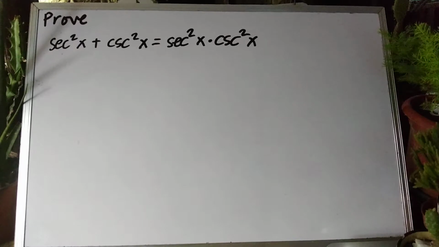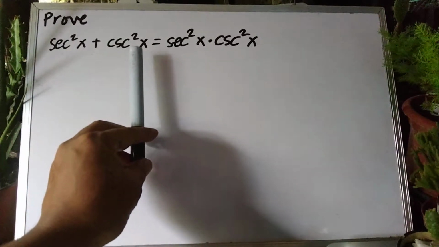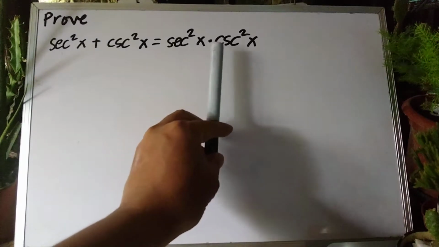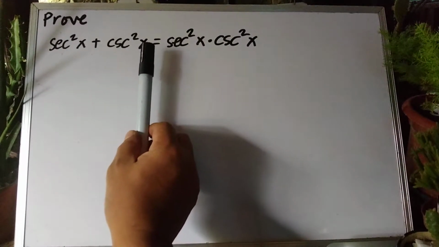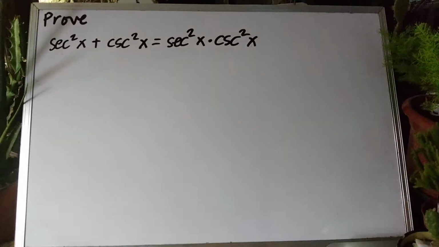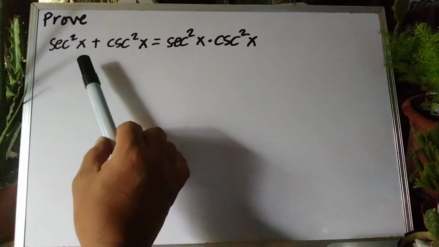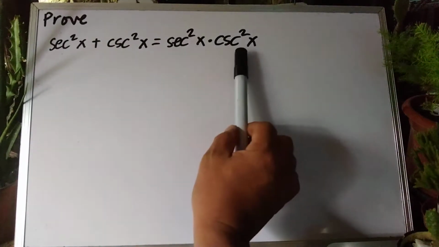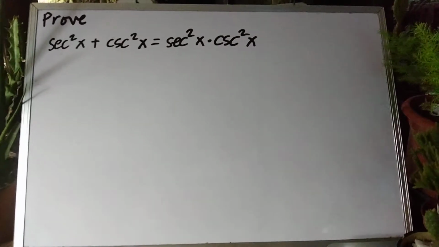Okay? So, here, we are asked to prove secant squared x plus cosecant squared x is equal to secant squared x times cosecant squared x. Ibig sabihin, the left side of the equation should be equal to the right side of the equation. Kumbaga, ipapakita natin na itong left side of the equation is equivalent to the right side of the equation given. Okay, so magsisimula na tayo.